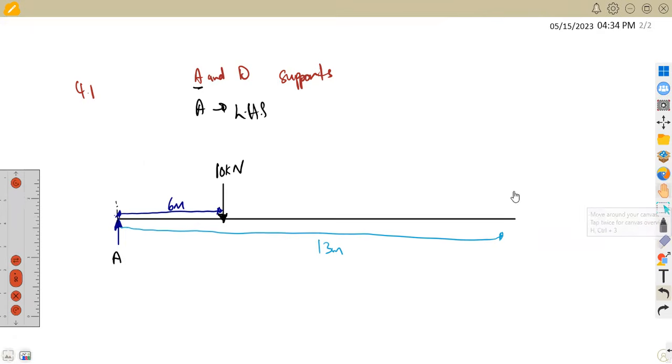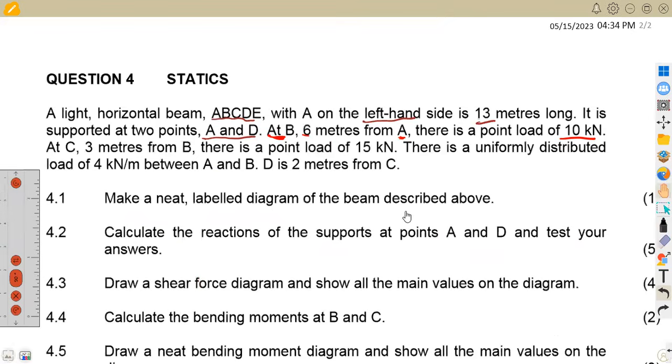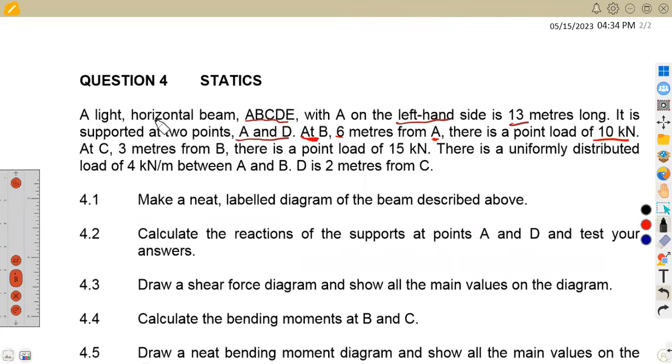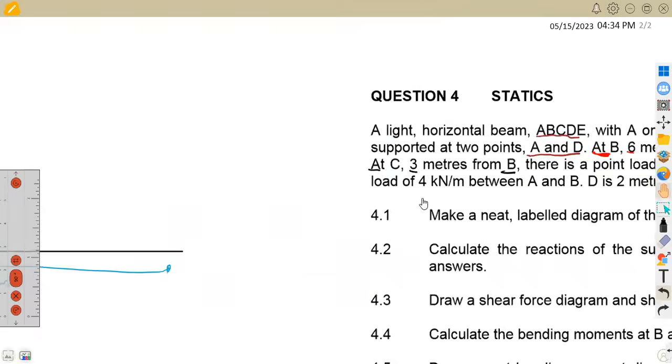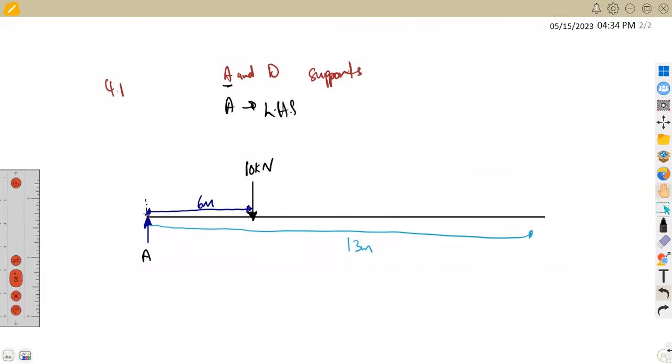All right, let's move on to the other part and see what you're given. After that, at C, we are given 3 meters from B, there is a point load of 15 kilonewton. That is at C, which is 3 meters from what? From B. So this is our B here. Remember that this whole part is 13 meters. So I'm going to put this direct to say this is my B.